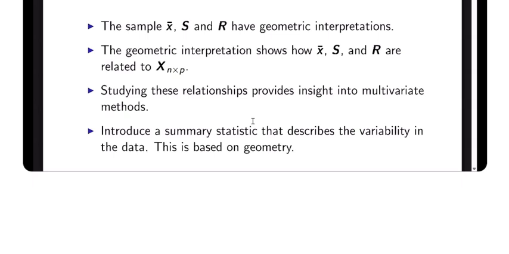And when I say random, when you collect a different data set, you're actually going to get a different sample variance. That's exactly what I mean.